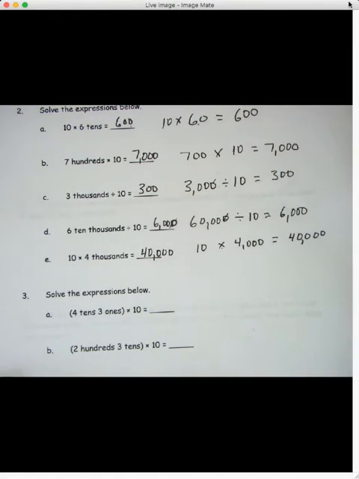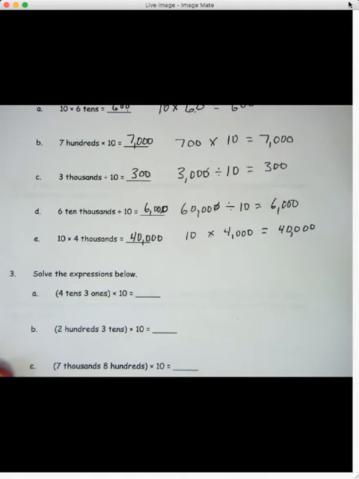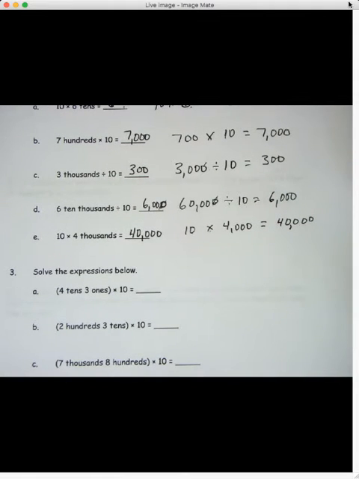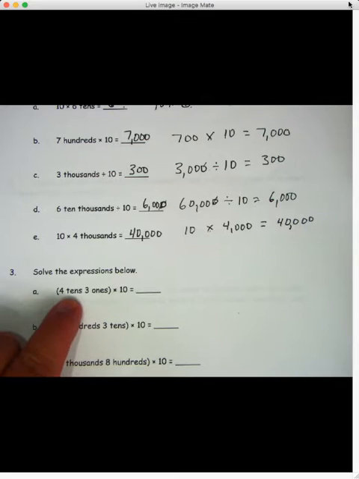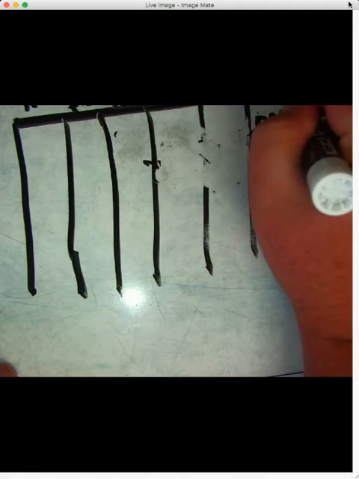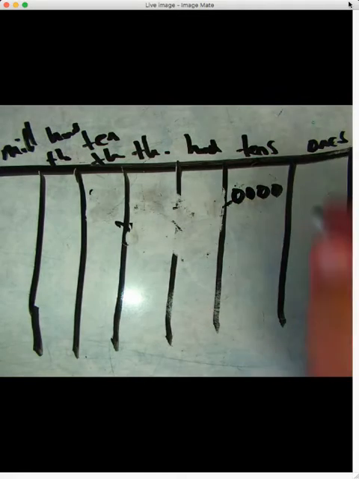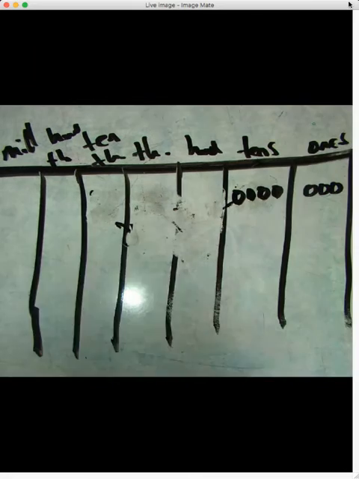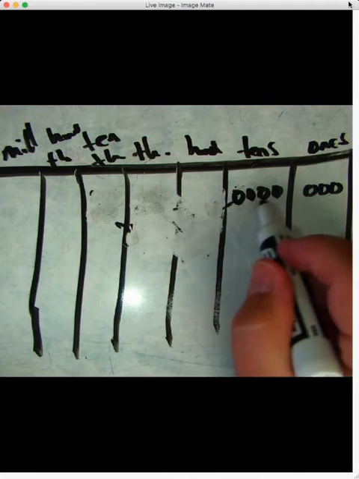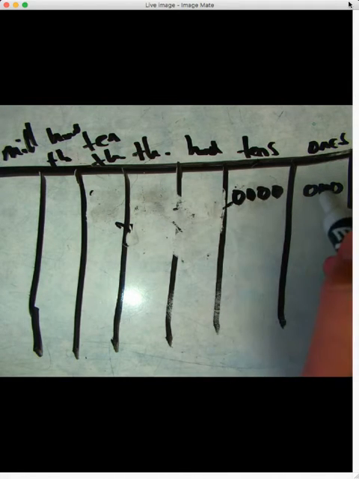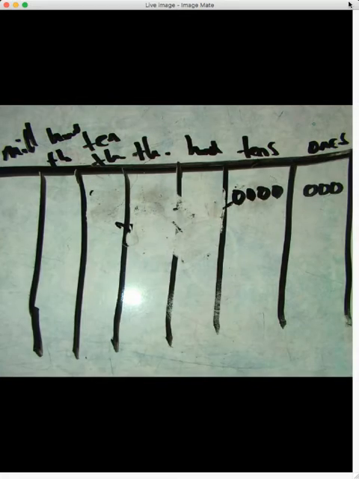Okay, now the next one is what he was showing us on that last video when we're putting more than one number in the place value chart. 4 10s and 3 1s. Let's look at that. So if we have 4 10s, 1, 2, 3, 4 10s, and 3 1s, what would that number be? 4 10s would be 10, 20, 30, 40. 1, 2, 3. 43 would be the number.